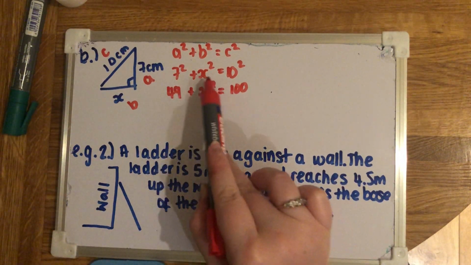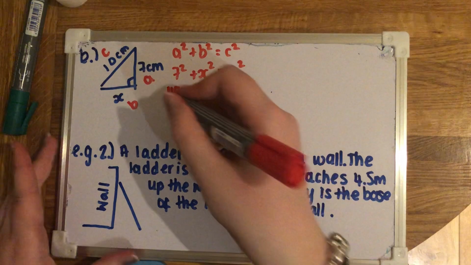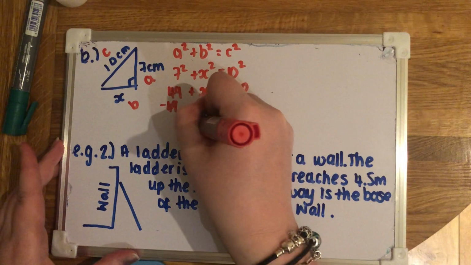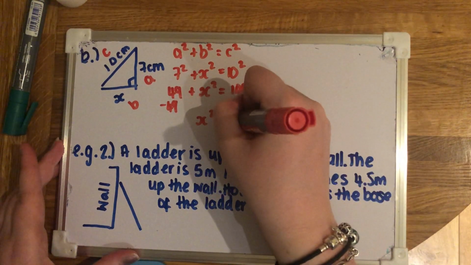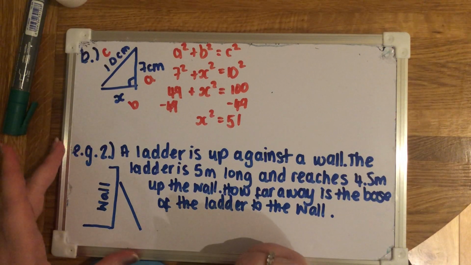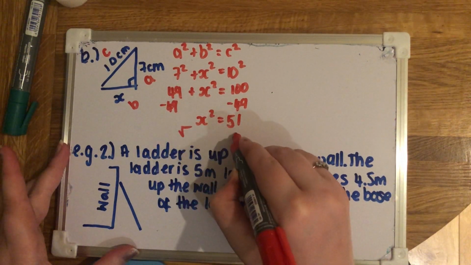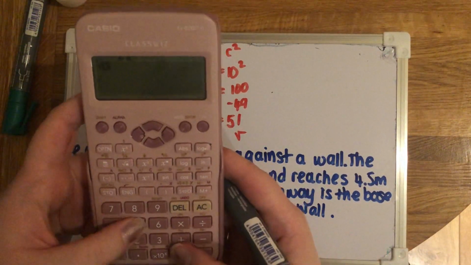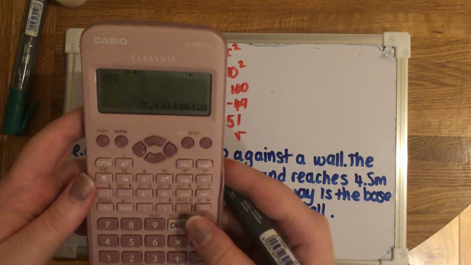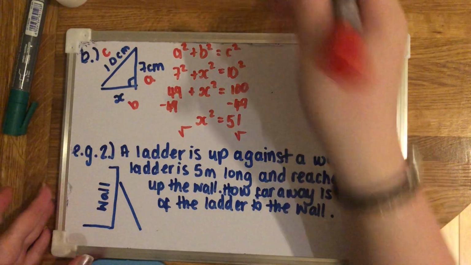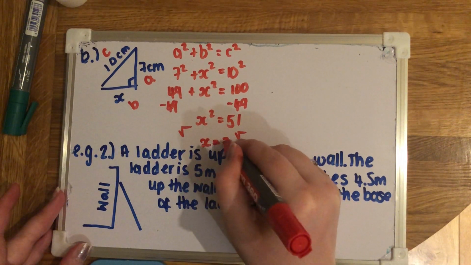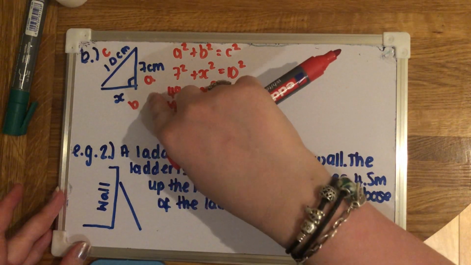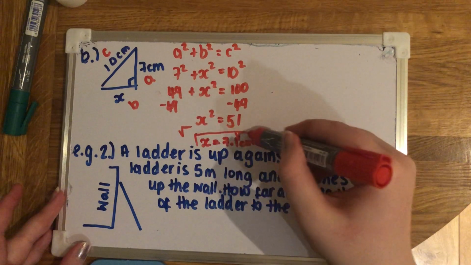Now again, we want the X squared on its own. At the moment you've got this 49, so I'm going to subtract 49 from both sides. So we're left with X squared on the left and 51 on the right. And again, the next step always is to square root it right at the end. I think it's going to be 7.1. Okay, and don't forget to put the units as well. Because it's centimetres there, it's going to be centimetres there. Okay, so that's the answer. X equals 7.1.